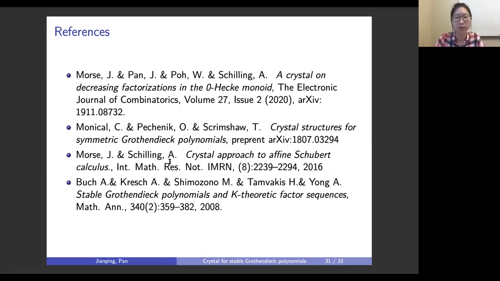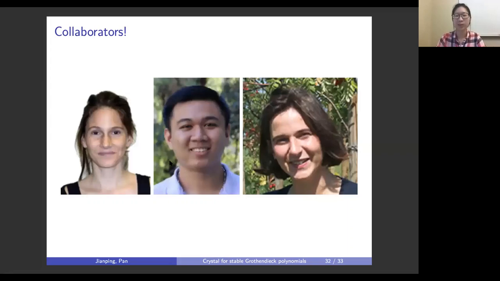Okay, references. And the most important of all, my collaborators. So this is Jennifer Morse from University of Virginia. Wencin Po is my colleague, who is another grad student. Anne Schilling is my advisor.